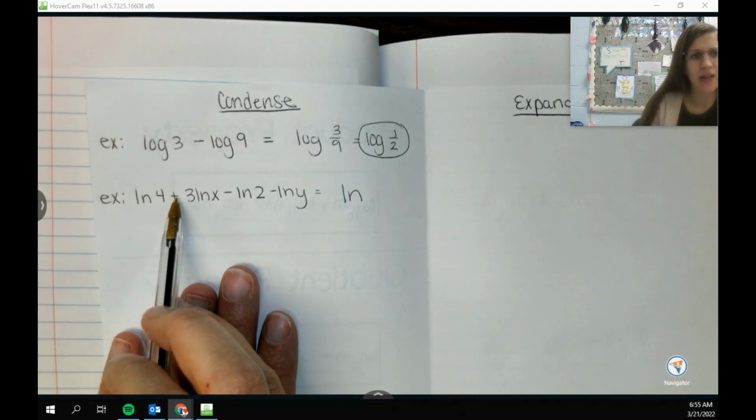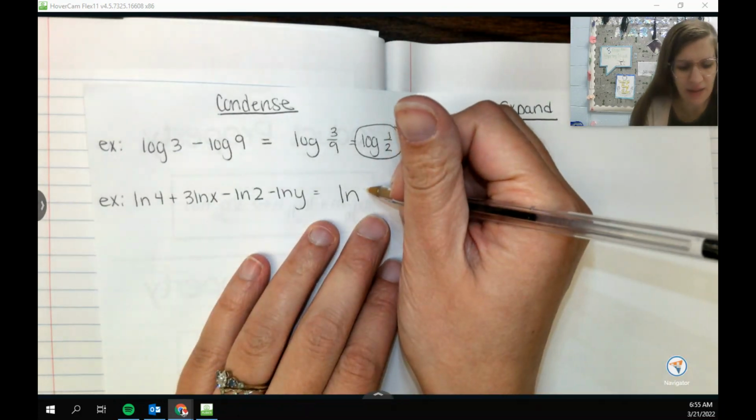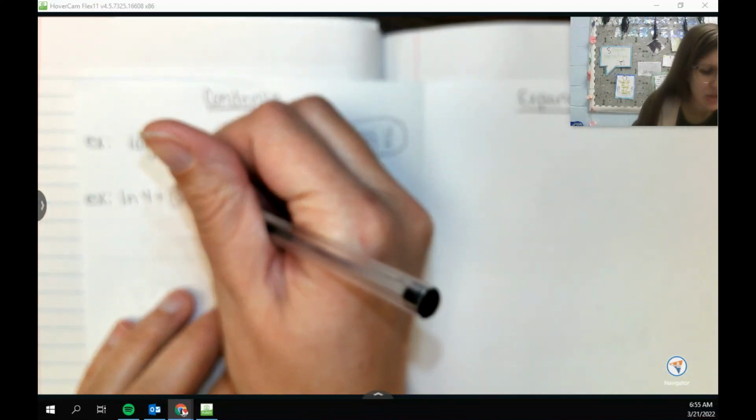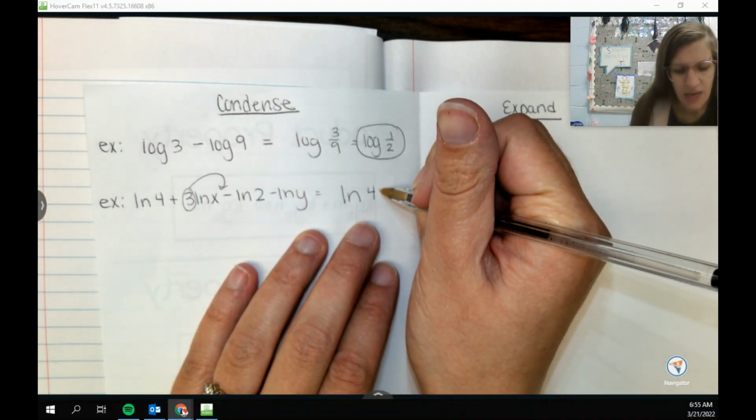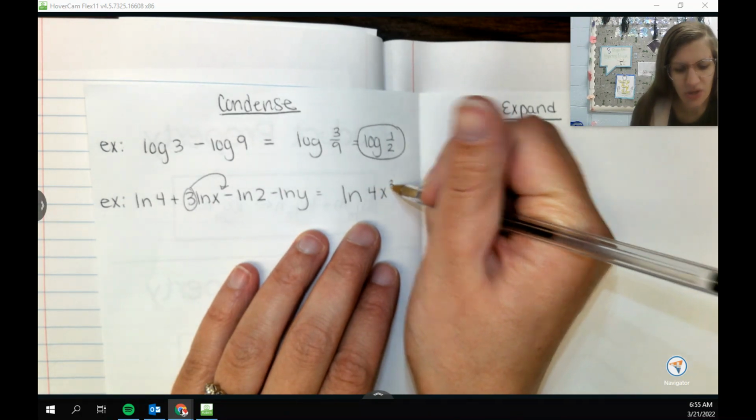And so if I rewrite this with just one natural logarithm, I can kind of see what's happening here. I have a 4, then a plus. So I know I'm going to do 4 times something. And then this 3 is going to boot back. So 4 times x to the 3rd.